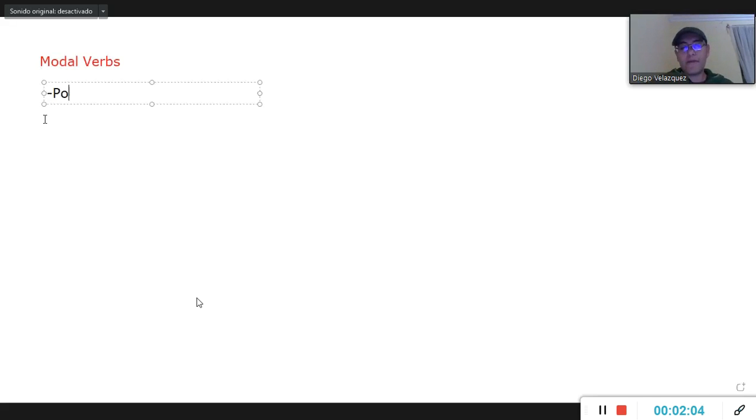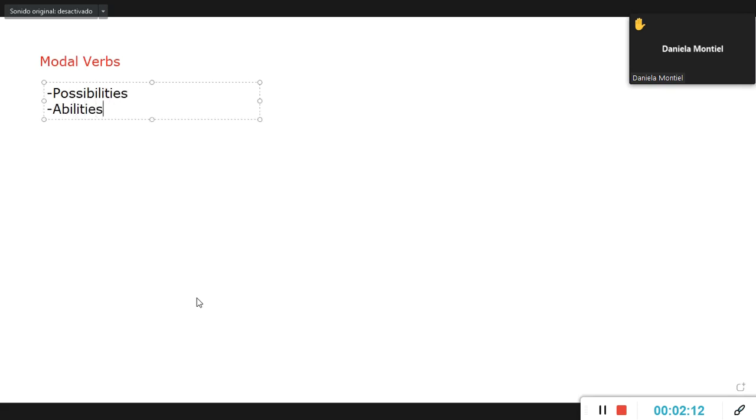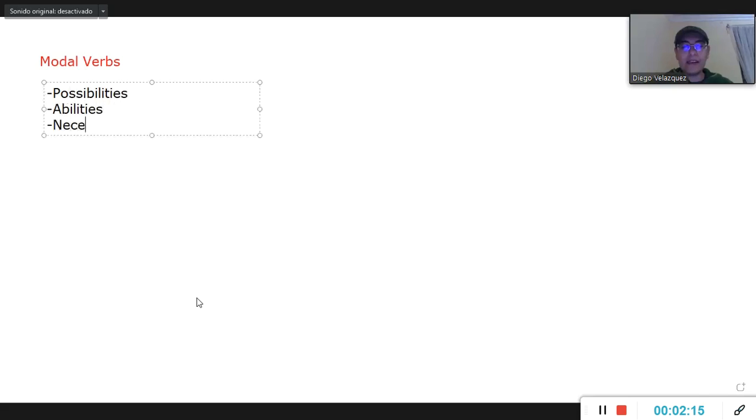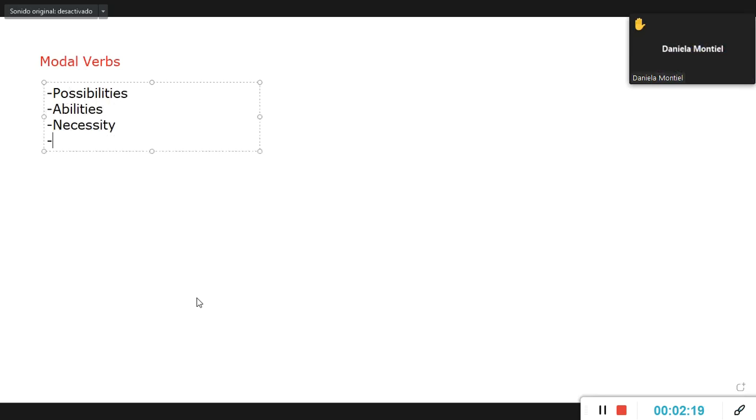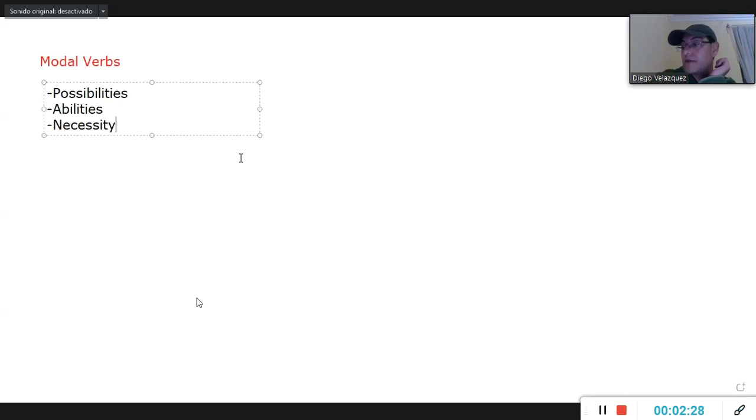Okay, so modal verbs are verbs that show possibilities, abilities, and what more? Intent, necessity. Okay, necessity. Intent, ability, or necessity. Well, that could be the function of some of those modal verbs, right? Okay, Danny, thank you. Do you remember anything else about the modals?